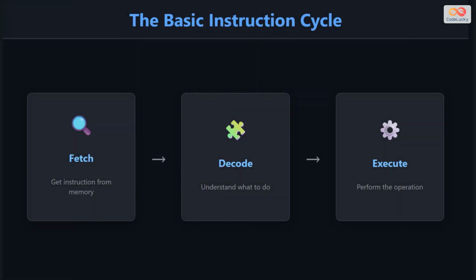To understand these advanced techniques, we first need to look at how a basic CPU works. Every single instruction goes through a cycle. First, the CPU fetches the command from memory. Second, it decodes it to understand what needs to be done. Third, it executes the command. And finally, it writes the result back. This is the fundamental rhythm of computing.